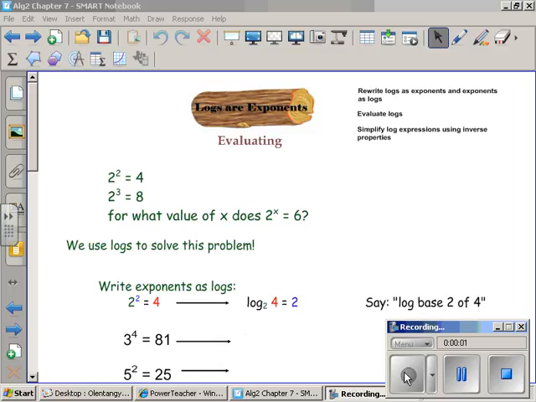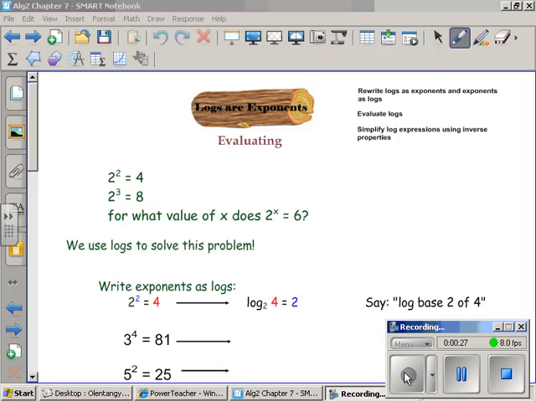To talk about using logarithms to solve equations that have exponents in them, because the logarithms and the exponents are opposite functions, like the opposite of addition is subtraction, the opposite of multiplication is division, the opposite of exponents is logarithms. Right? So if you look at the first examples, 2 squared equals 4.